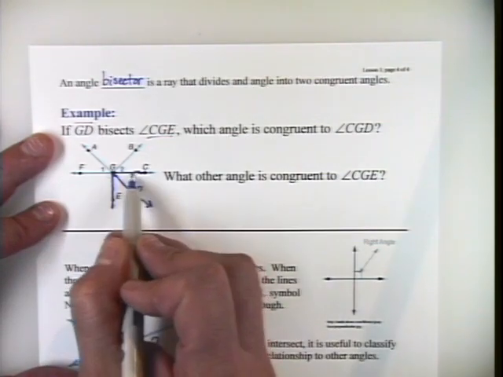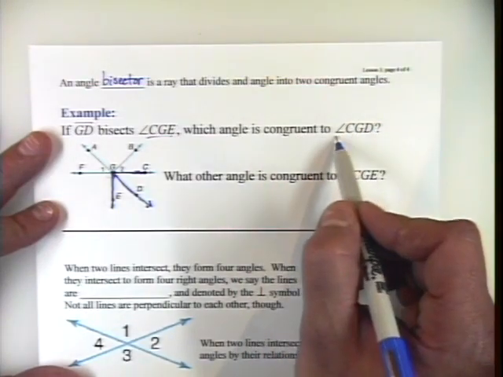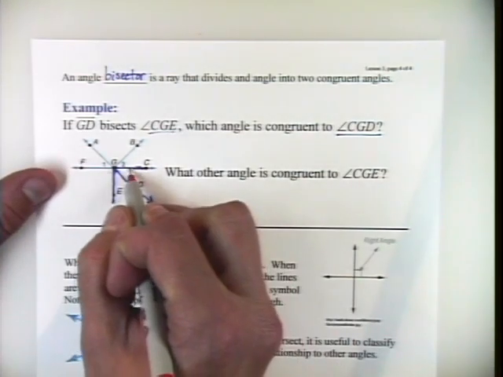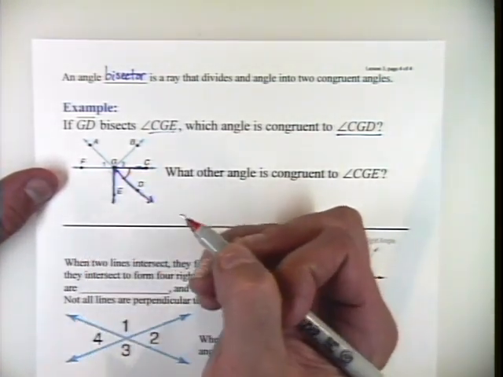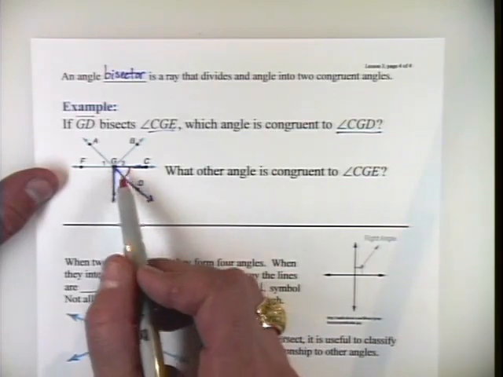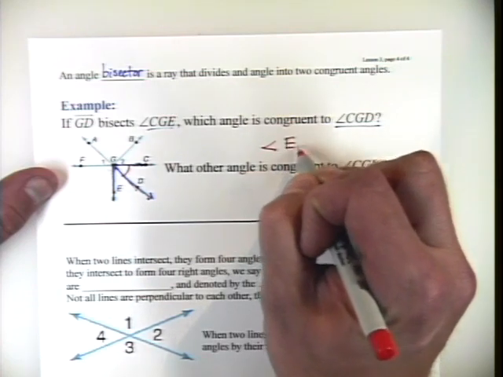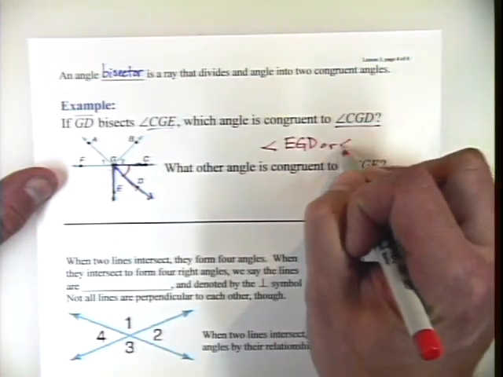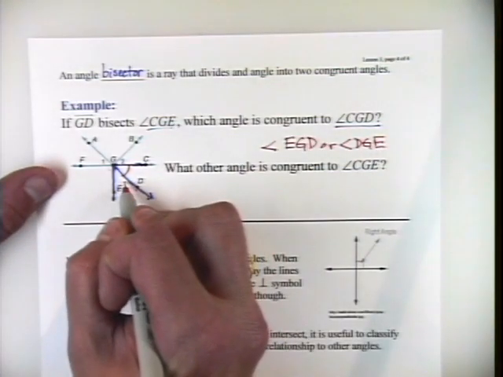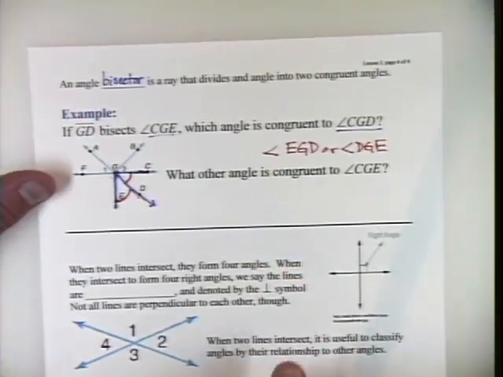So if this ray bisects this angle, we're now asked which angle is congruent or has the same measure as angle CGD. Well, which one is CGD? That's this one here, CGD. So I'll show that in red. Well, if we look at the definition, a bisector divides an angle into two congruent angles. So if this is the bisector of this larger angle, then we know that angle EGD, or equivalently angle DGE, has to be congruent. And if two angles are congruent, we typically put the same little arc between the two, showing that they are the exact same size.